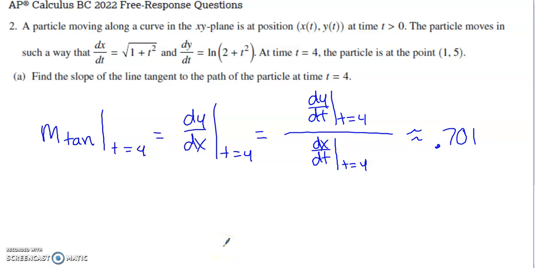So this will be problem number 2 from the 2022 AP Calc BC for your response set. This is a calculator question, and it tells us we've got a particle moving along the curve in the xy plane. Its position is governed by a set of parametric equations. So at time t, its x coordinate is given by x of t, its y coordinate is given by y of t, and time is only going to be positive.